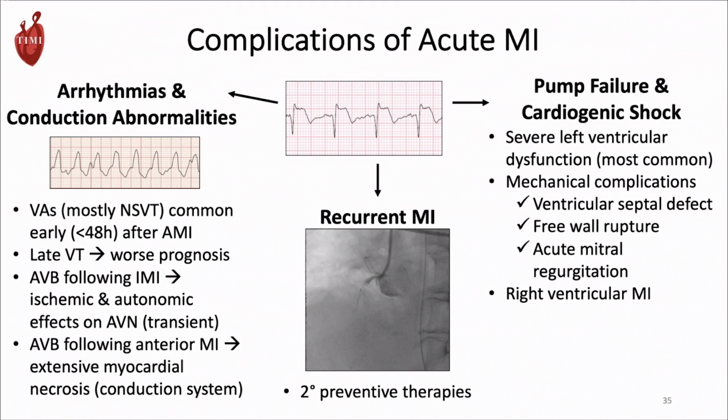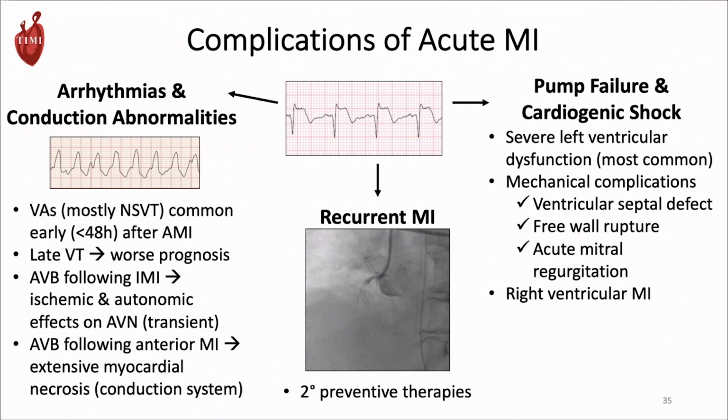AV block can occur after myocardial infarction. When it occurs after an IMI, oftentimes it's transient and related to ischemic and autonomic effects on the AV node. If it's after an anterior MI, usually that's a result of extensive myocardial necrosis, and so it's less likely to recover. We also worry about recurrent myocardial infarction, and that's why we talked a little bit about using antithrombotic therapies even after the stent goes in.